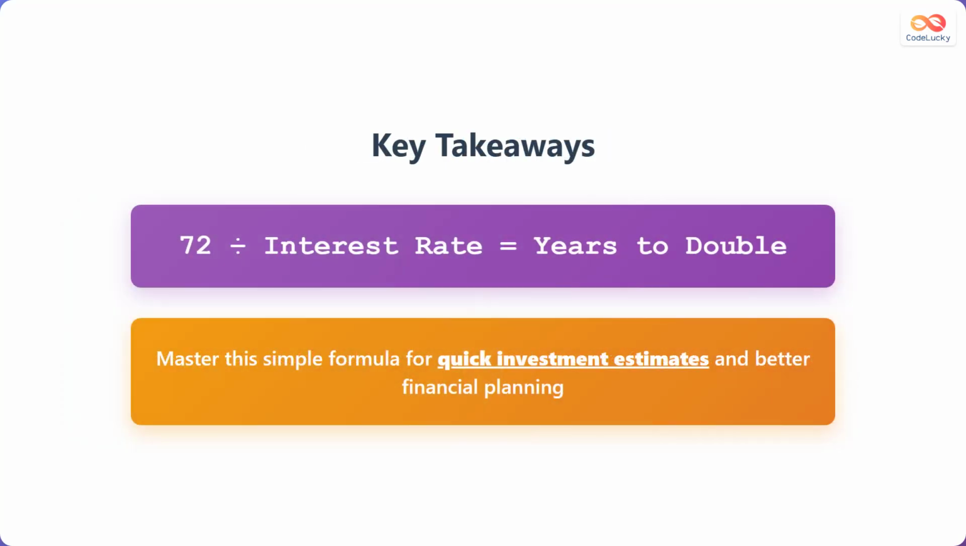Remember the formula. 72 divided by interest rate equals years to double. This simple calculation is your key to understanding investment growth at a glance. Master this formula, and you'll have a powerful tool for quick investment estimates and better financial planning. The Rule of 72 transforms complex compound interest concepts into simple mental math that anyone can use to make smarter financial decisions.